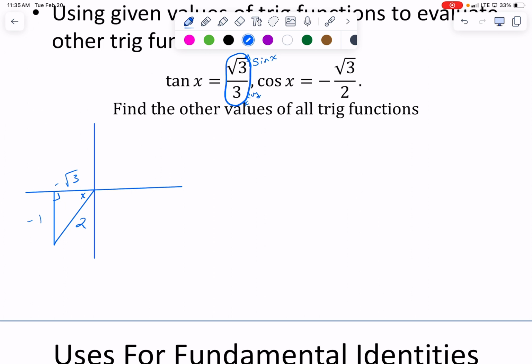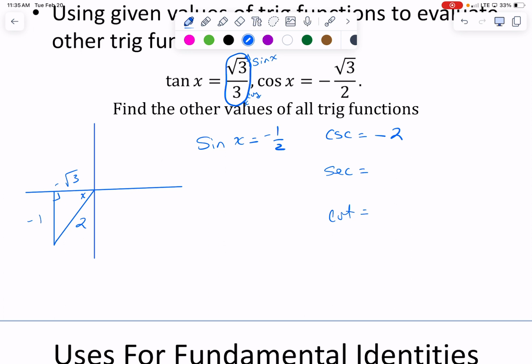What angle? Well, we don't really care what the angle is, okay? So I need to know sine of that, cosecant. We know what cosine is. We need to know secant and cotangent. So sine is going to be negative 1/2. So cosecant is negative 2.